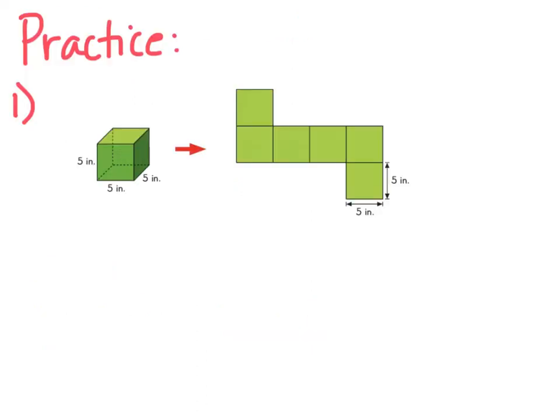Now try this yourself. A cube has edges measuring 5 inches each. Find the surface area of the cube. The net has been created for you so that you can visualize the number of faces that you're working with. Remember, first find the area of one square face, and then multiply that by the number of faces.